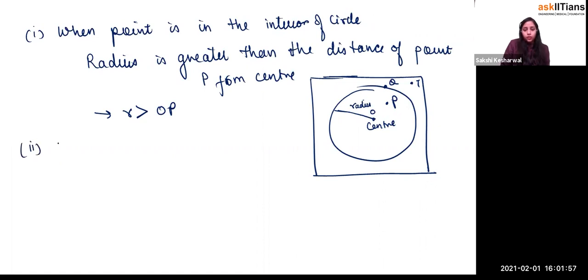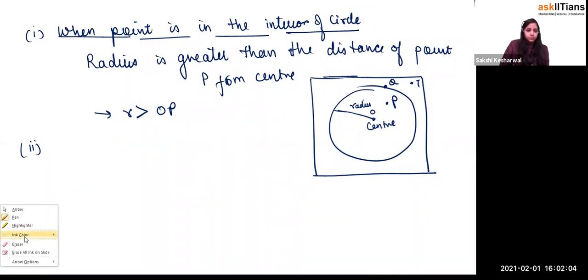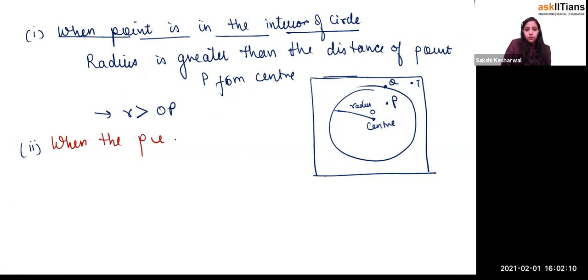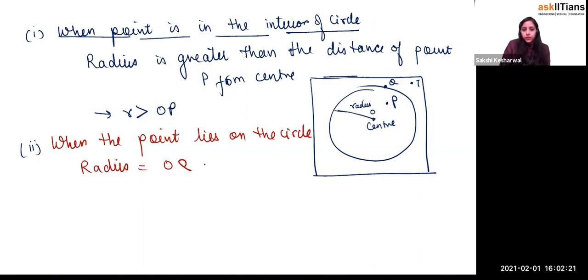Now let's talk about when, let me change the color, when the point lies on the circle, right? On the circle. So it means what? Radius will be equal to the OQ distance, yes or no? OQ distance, yes or no? Right? And what will be your third point?